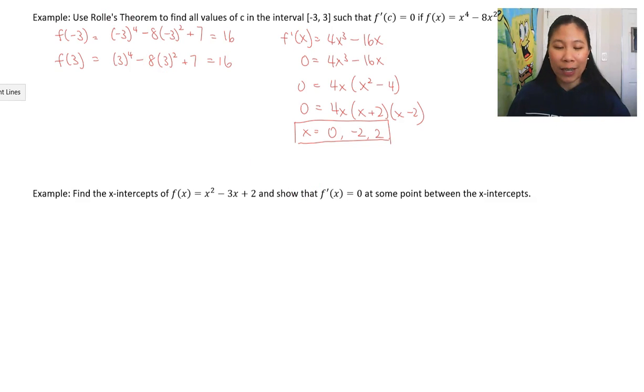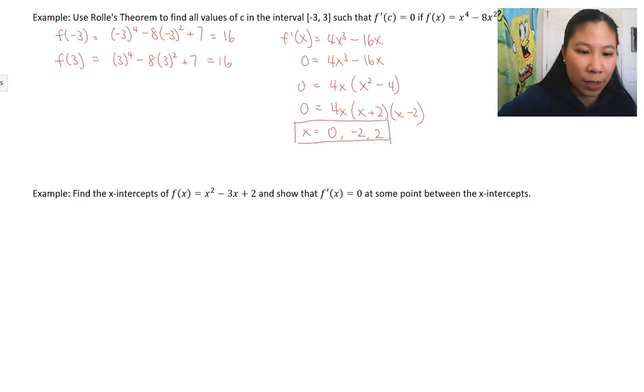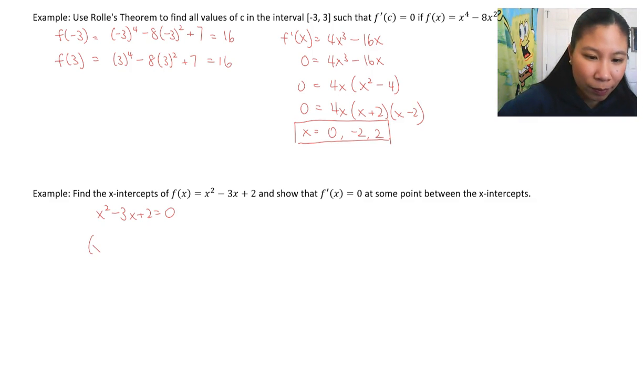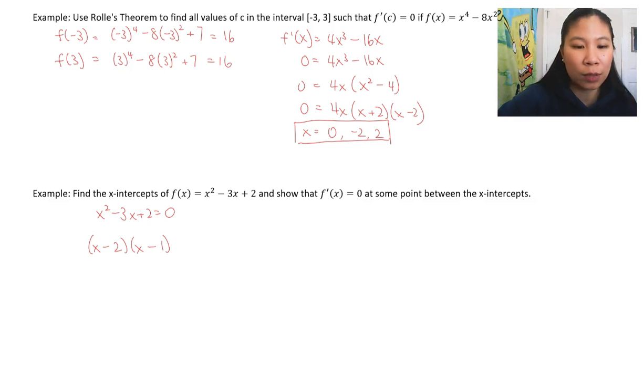So let's start off by finding our x-intercepts. X-intercepts are found when y equals 0. So I'm going to set my equation of f of x equals x squared minus 3x plus 2 equal to 0 and solve for x. I'm going to solve by factoring here. So I think x squared minus 3x plus 2 factors into x minus 2 times x minus 1.